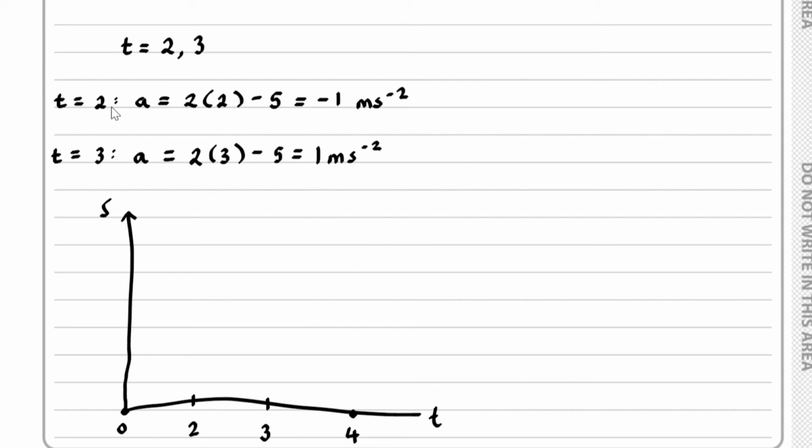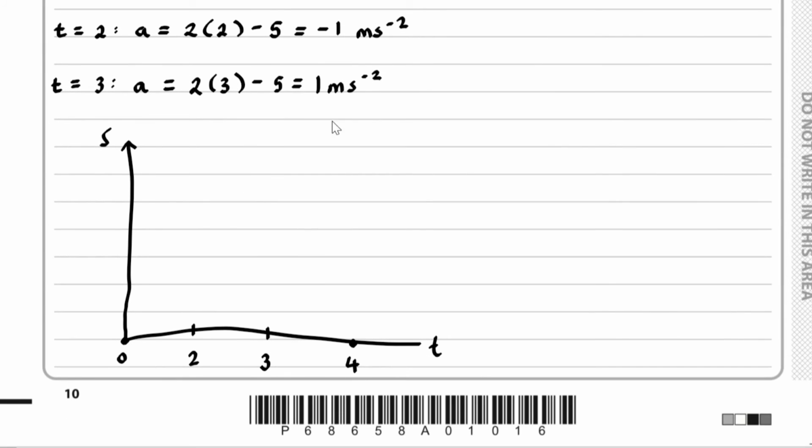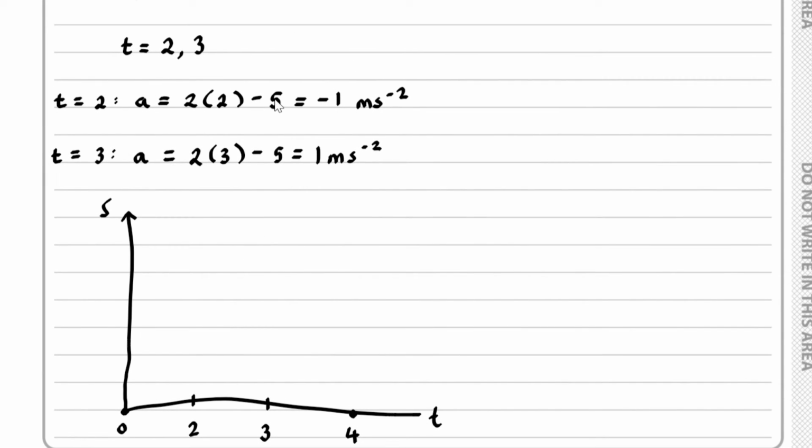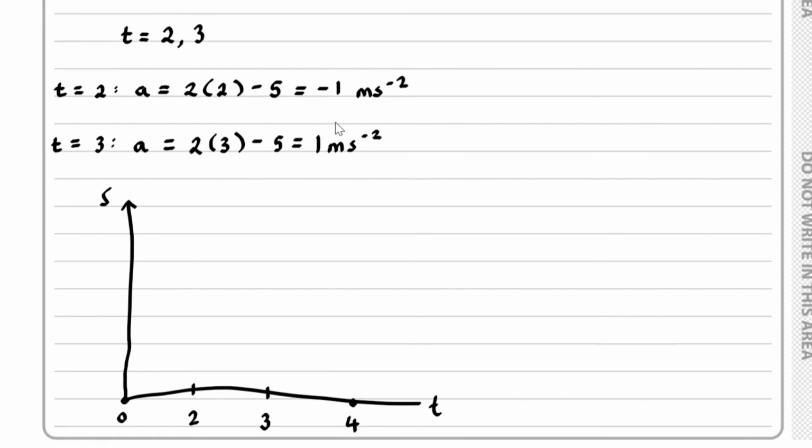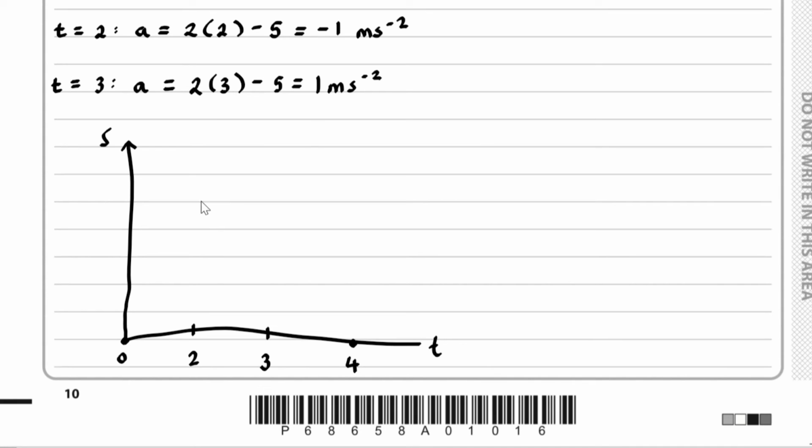Now, from t equals 2 to t equals 3, I know that I'm decelerating. And I know when t equals 3, that's when I start to accelerate. So I'm expecting my curve to look something like this. And what I can do is find out the displacements at t equals 2, t equals 3, and t equals 4.